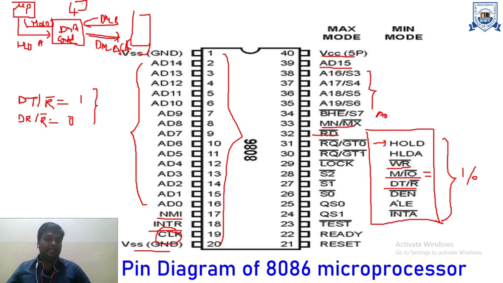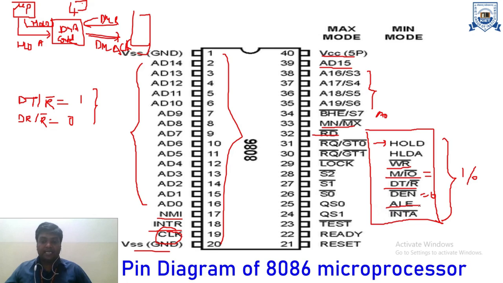Then data enable, DEN, tells the peripheral devices when they may send data to the microprocessor. Suppose peripheral devices are communicating with the microprocessor. When the peripheral devices send data to the microprocessor, it is controlled via this particular pin. When DEN complement is equal to 0, the data is enabled, and then the peripheral devices will send the data to the microprocessor.